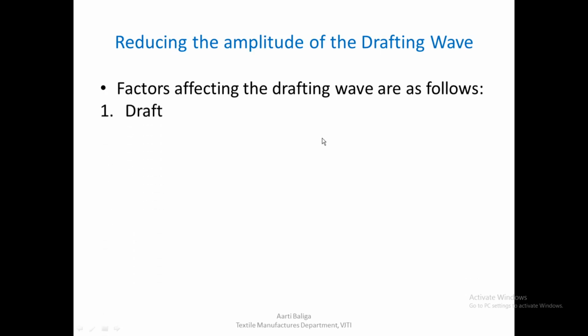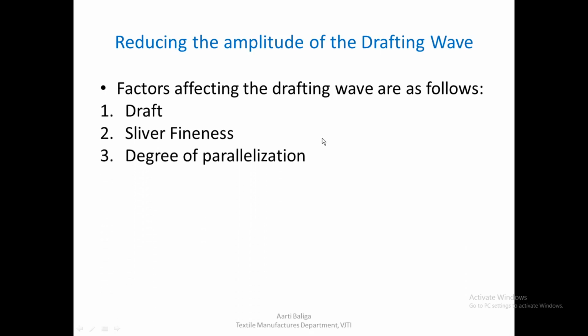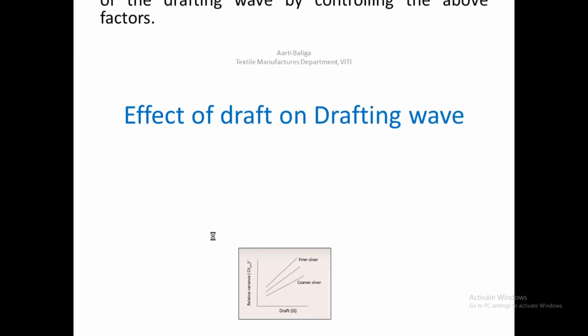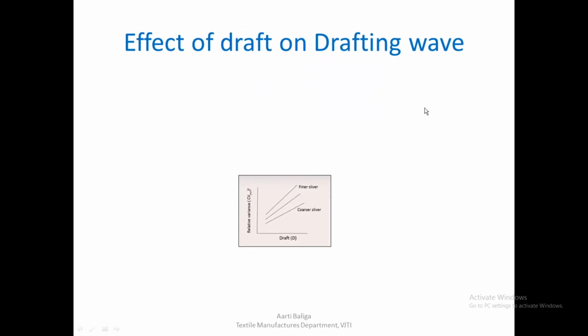The first one is the draft. Second is the sliver fineness. Third, degree of parallelization, ruler setting, number of doublings. Each of these factors we shall see how we can control one by one. Before controlling, we should see what kind of effects it will have on the drafting wave or the irregularity of the output sliver. Only then can methods be adopted to reduce the amplitude of drafting wave by controlling these factors. So let us see how draft affects drafting wave.